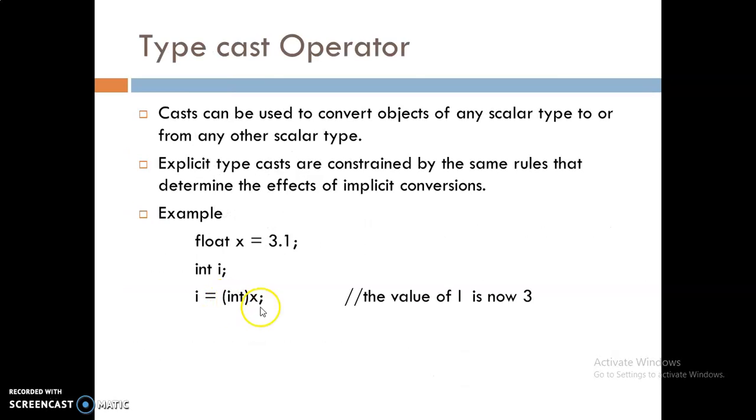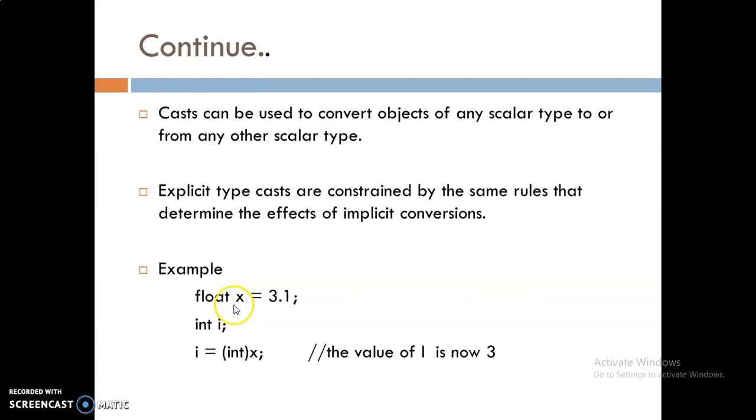Now about the typecast operator. Typecast can be used to convert objects of any scalar type to any other scalar type. So here you can see one example. The first variable x is of the data type float and the i is of the data type integer. So if you are interested to convert one data type into another data type according to the requirement of the program, then you can use this typecast. Here we have converted this float variable x into int. Similarly, here also you can see x is of the data type float, and we are converting this into integer i by using int(x).